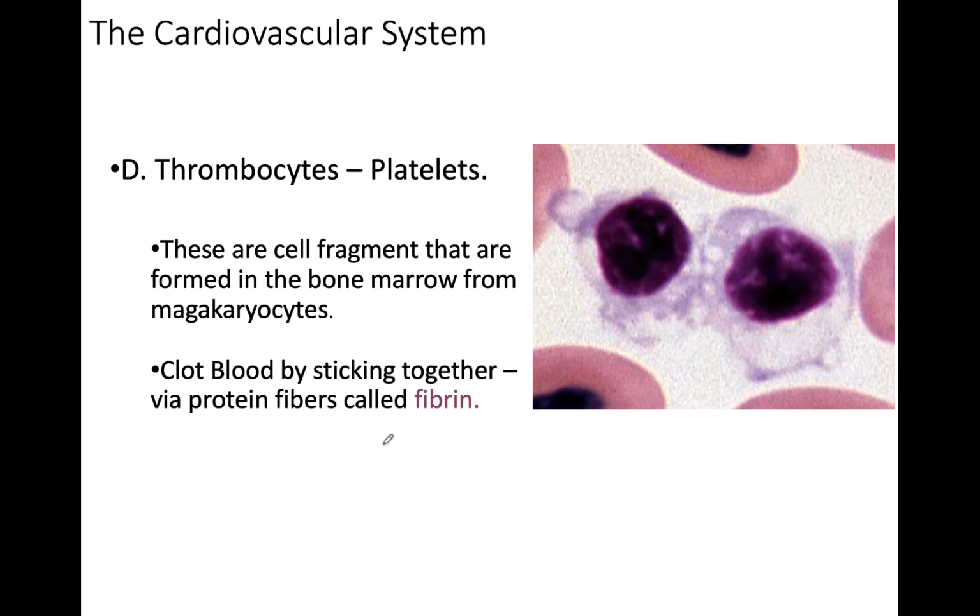And the last piece of all this is what's called thrombocytes, also known as platelets. These are tiny fragments of larger cells called megakaryocytes, and they are responsible for clotting blood and creating scaffolding in damaged tissues. They're held together by a glue called fibrin. So fibrin is the glue that holds platelets together.